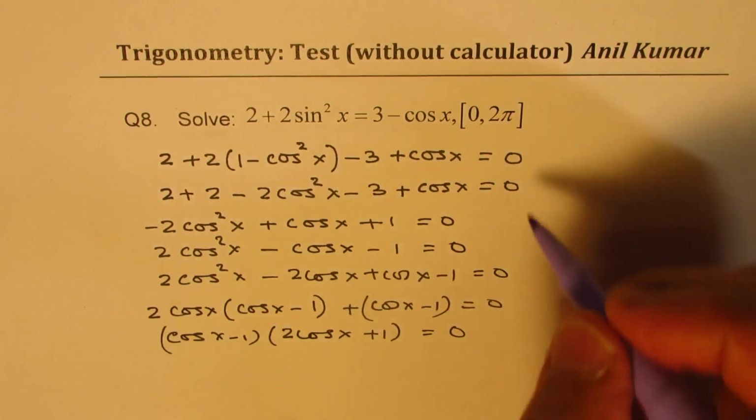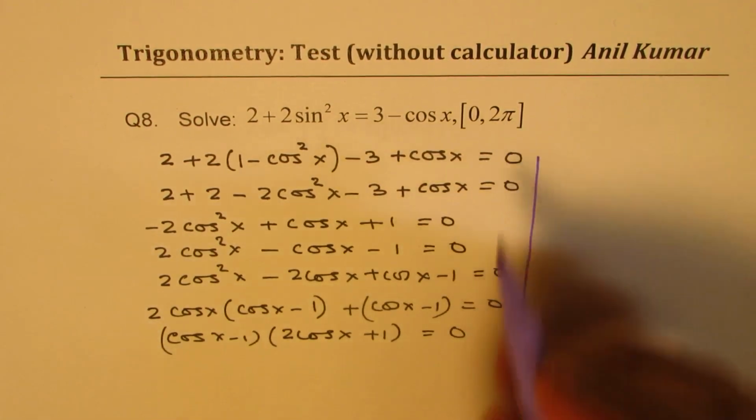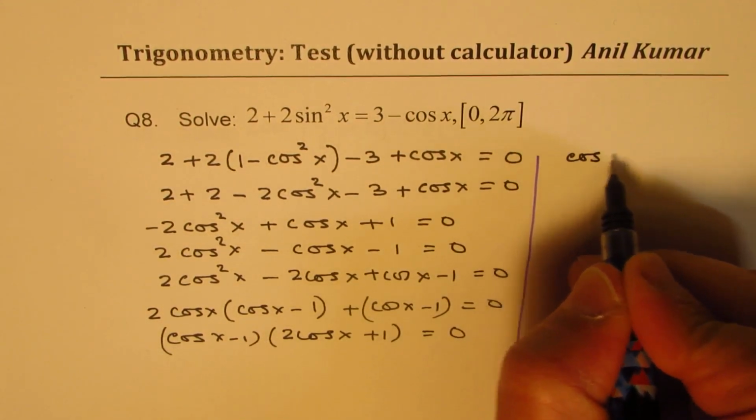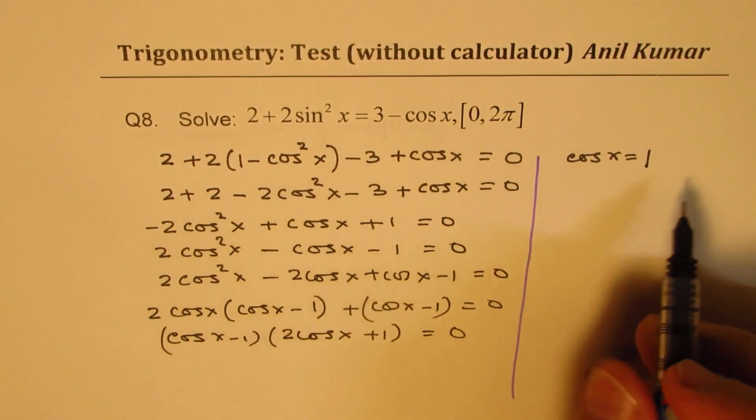So that should give us, we need to now find solution between 0 to 2 pi. So that gives us two possibilities. One is cos x equals 1, correct?